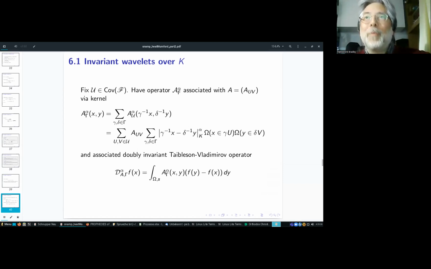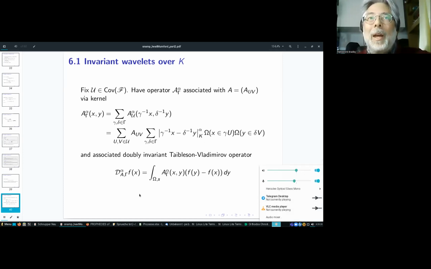Now you have this operator from the previous section that we had with the matrix A_UV. U and V are from those patches of this covering, and you have this kernel which is made doubly gamma invariant. So you sum over gamma and delta in the group and multiply every x with gamma to the -1, every y with delta to the -1, and written out this becomes this big function where you have the distance and the indicator functions and the matrix elements. We call this a Taibleson-Vladimirov operator, with the usual way: this kernel function times f of y minus f of x integrated over dy with this new kind of integral.